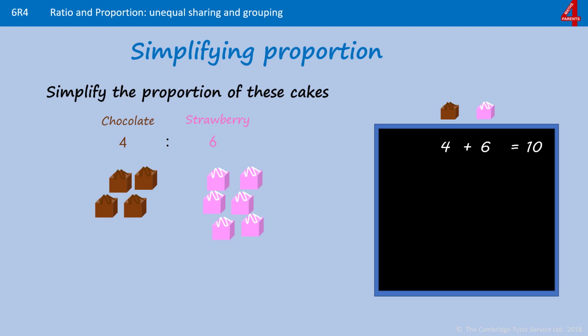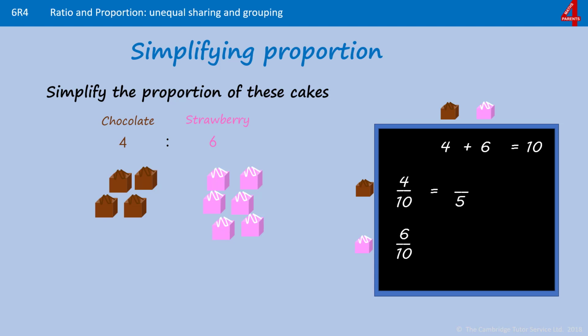We need to know how many out of 10 are chocolate and how many out of 10 are strawberry. As you can see, there are 4 chocolate ones out of 10 and 6 strawberry ones out of 10. That's the proportion before being simplified.